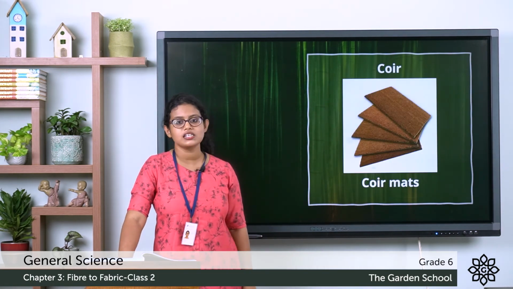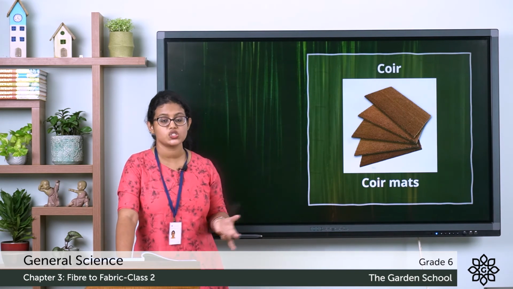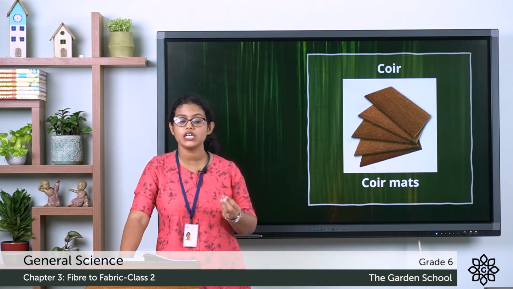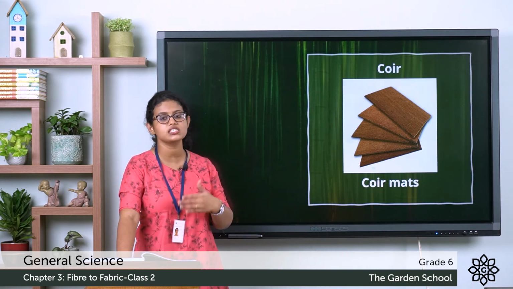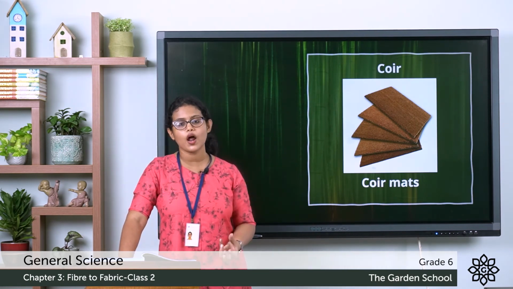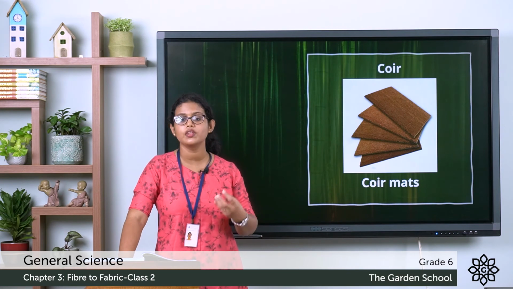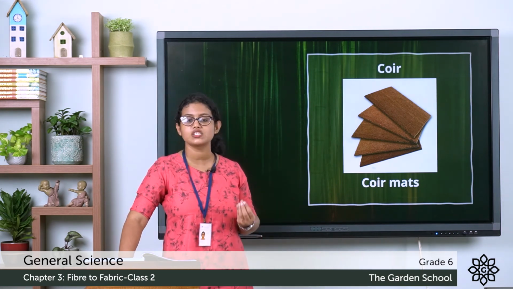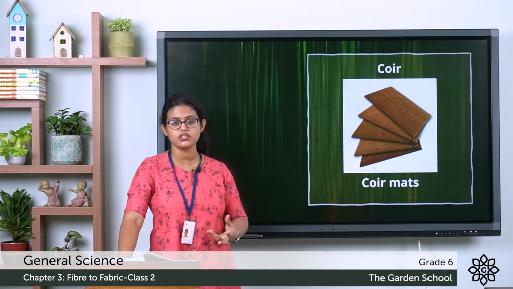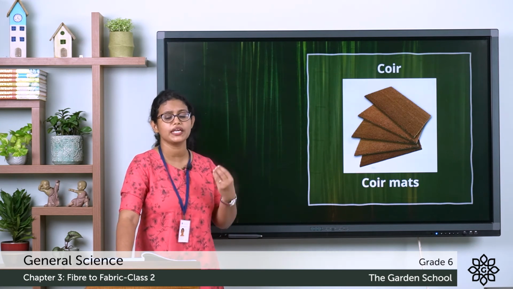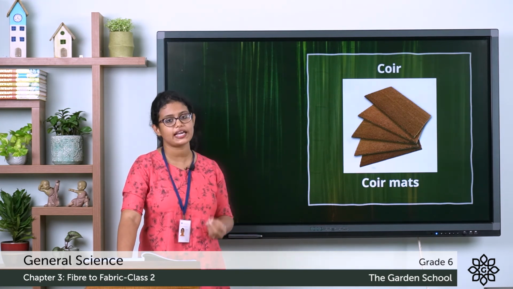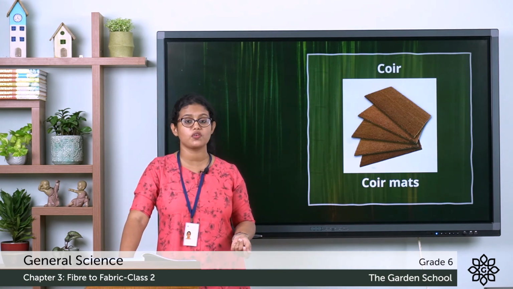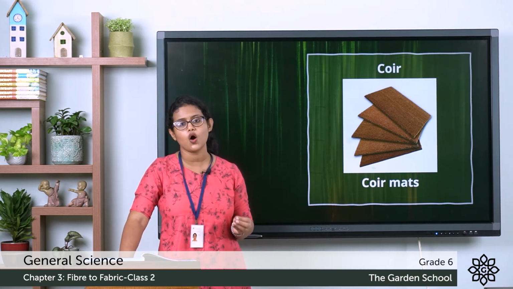The next is the brown coir. So the brown coir is obtained from the ripe coconuts after the coconut reaches its maturity. It is used for making different things. Like it is used for making mats, it is used for making ropes, brushes, etc. So these are some of the uses of brown coir.